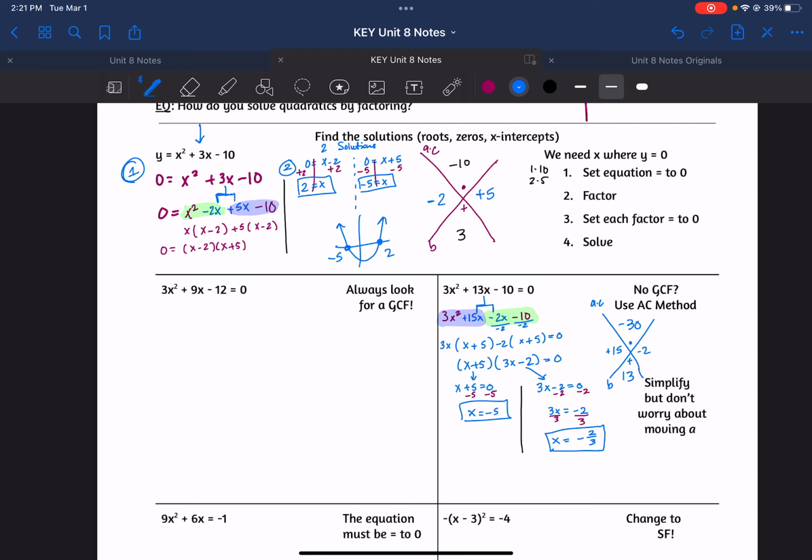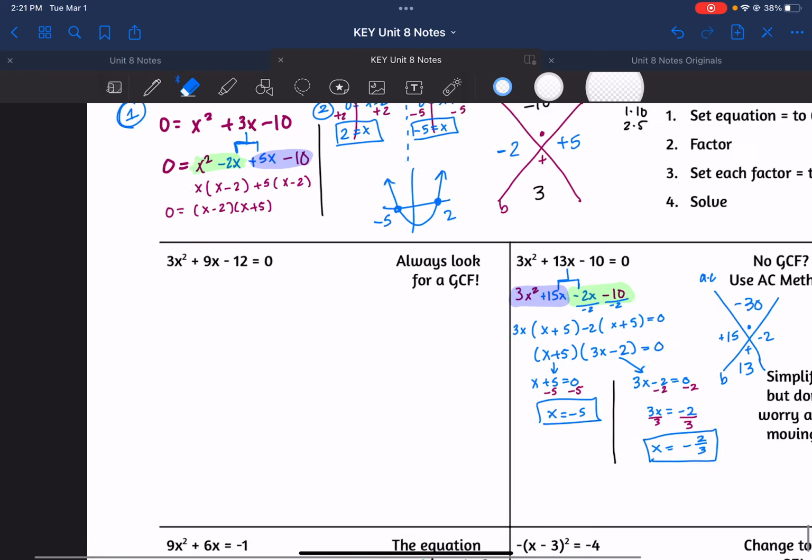I would encourage you guys to pause the video, try to do this one yourself, and then once you've done that, go ahead and play it. I'm just going to do this last example right here using the X factor method, and then I'll go to the next topic.